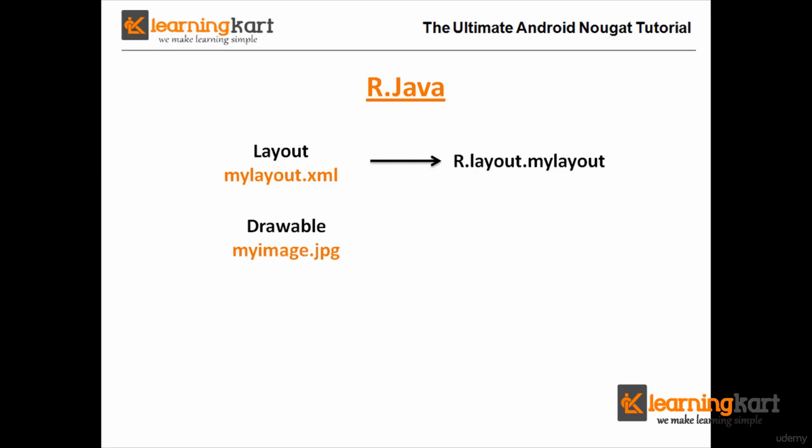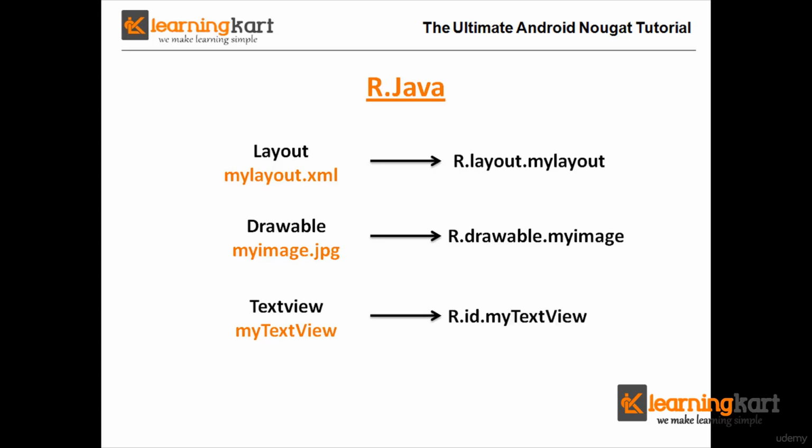If you have some image, say myimage.jpg, you'll be referring to this within the Java code as R.drawable.myimage. If you have some text view as a part of your layout and you give it an ID, say myTextView, then this will be referred to as R.id.myTextView. So this is how things are linked from the XML file to the Java code through this file, which is called the R.java. So you don't need to edit this file. It automatically picks up any changes or any additions that you make to the resources or the layout files, and it will add those to the respective classes.